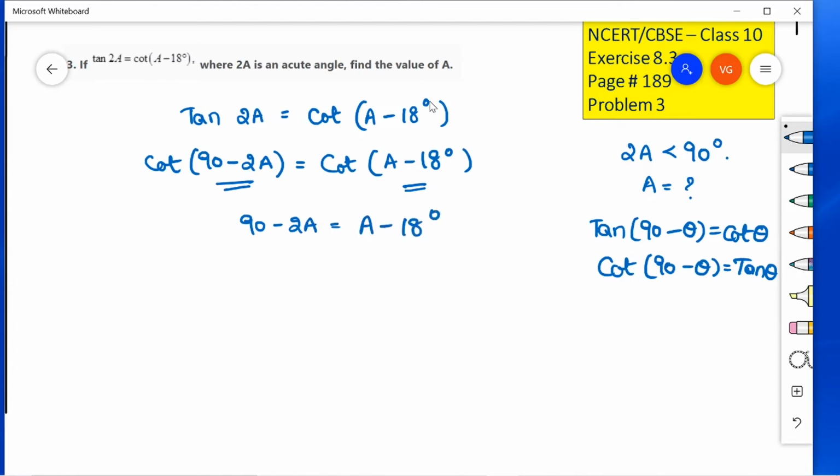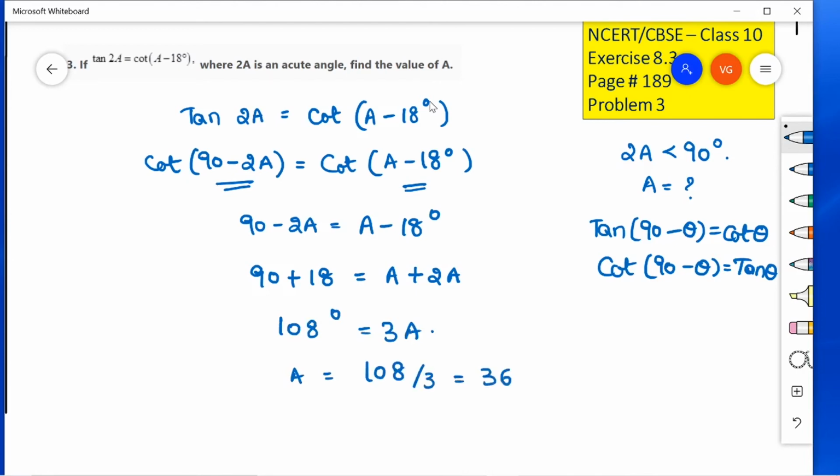So a you bring to one side and all the angles you bring to the other side. 90 plus 18 is equal to a plus 2a. So here we have 108 degree is equal to 3a. So a is equal to 108 divided by 3, which is nothing but 36 degree. So the answer for this is a is equal to 36 degree.